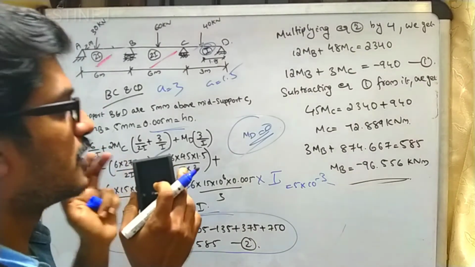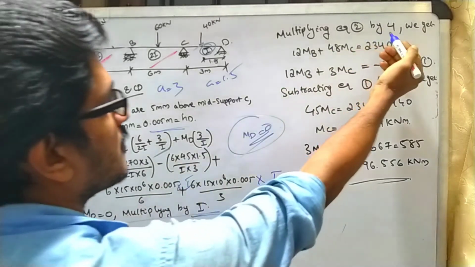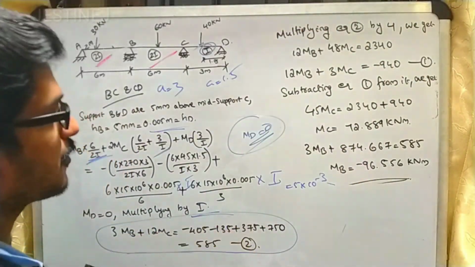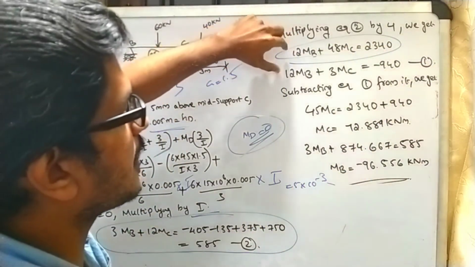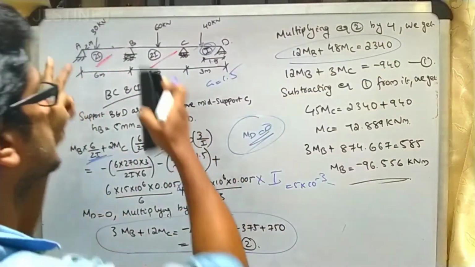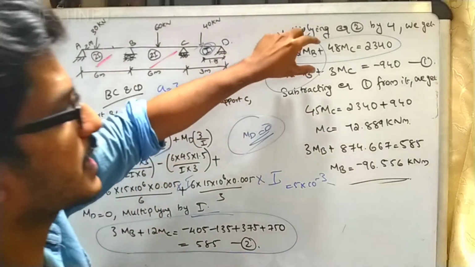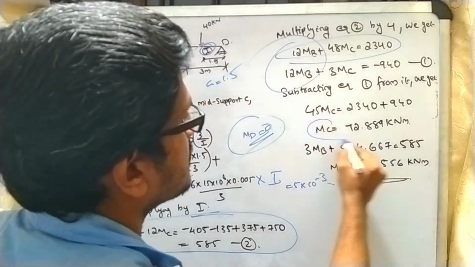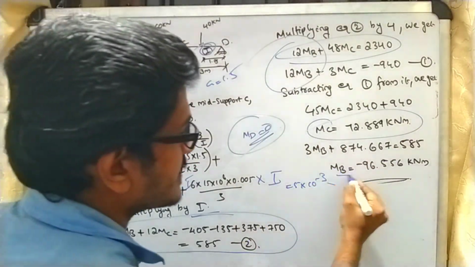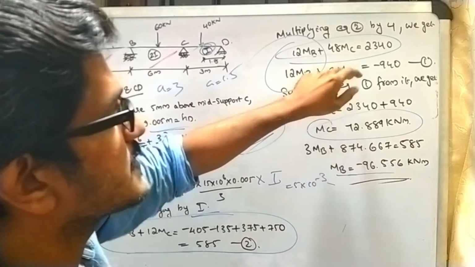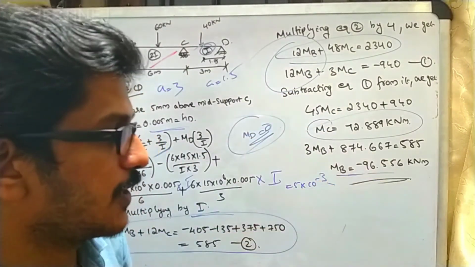So please do the calculation by yourself, and after that, for easiness, if you multiply this equation with 4, you will get an equation in this format. If you compare with equation number 1 for the AB and BC portion, here both the terms will be 12 MB. So if you subtract, you will easily get the value of MC as 72.889 kilonewton meter. And also you can easily calculate the value if you substitute this MC value in this equation. It is going to be minus 96.556 kilonewton meter.